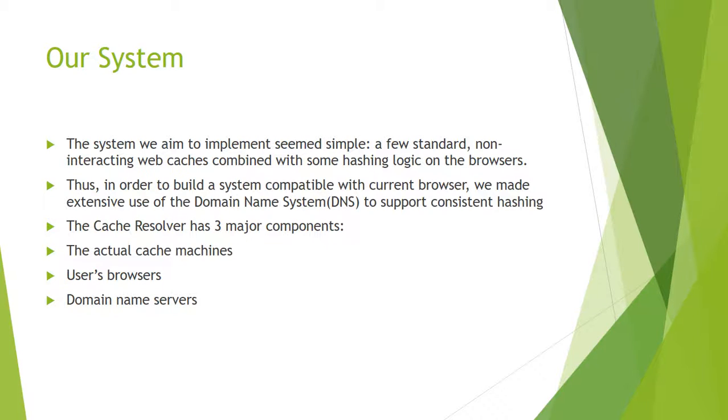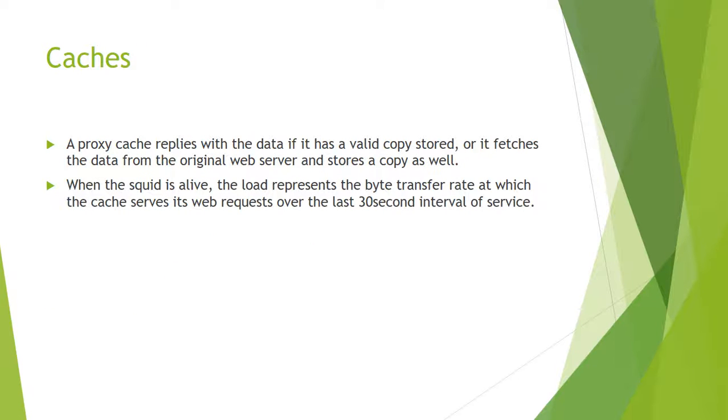And the cache resolver has three major components: the actual cache machines, the user browsers, and the domain name servers. And the caches: a proxy cache replies with the data if it has a valid copy stored, or it fetches the data from the original web server and stores a copy as well.